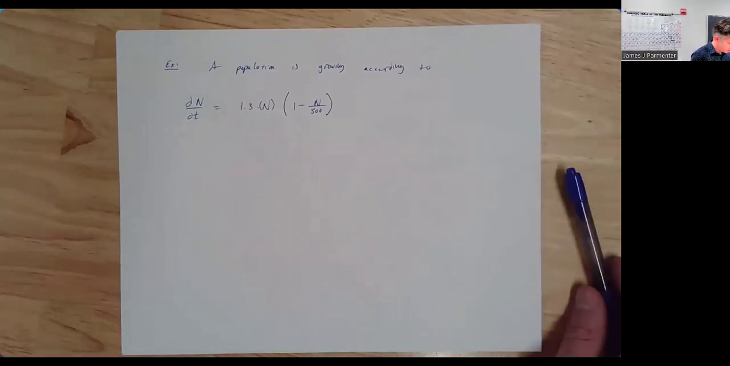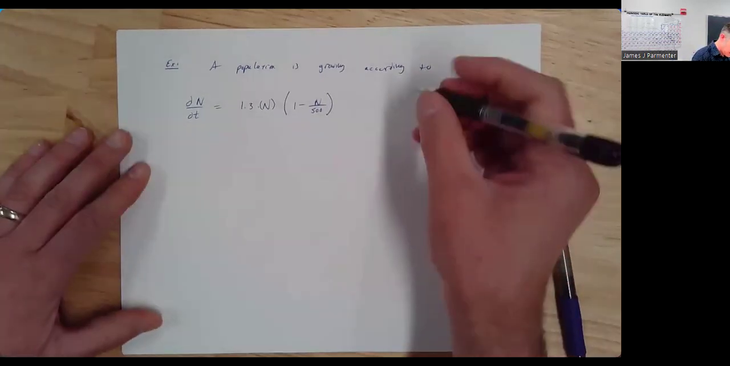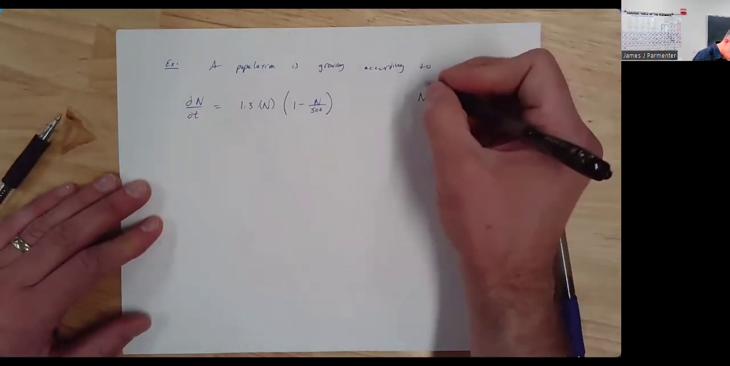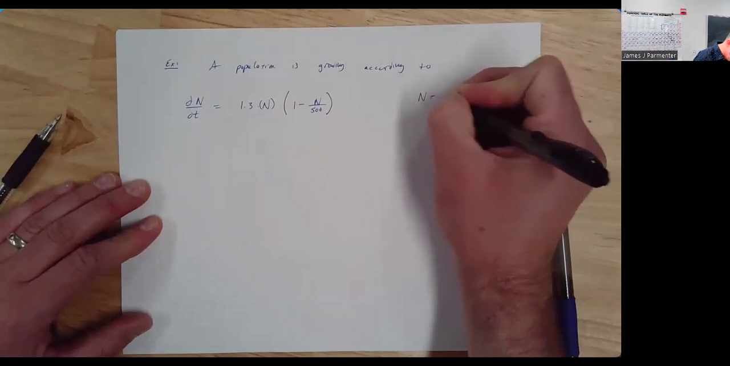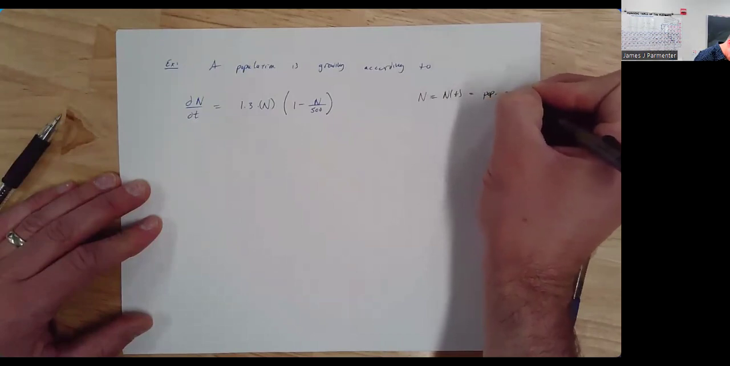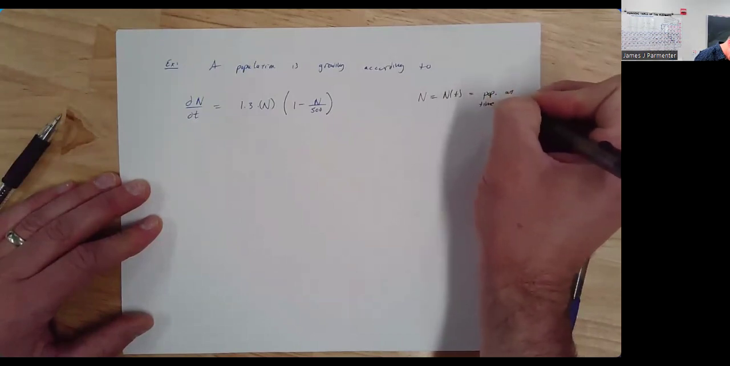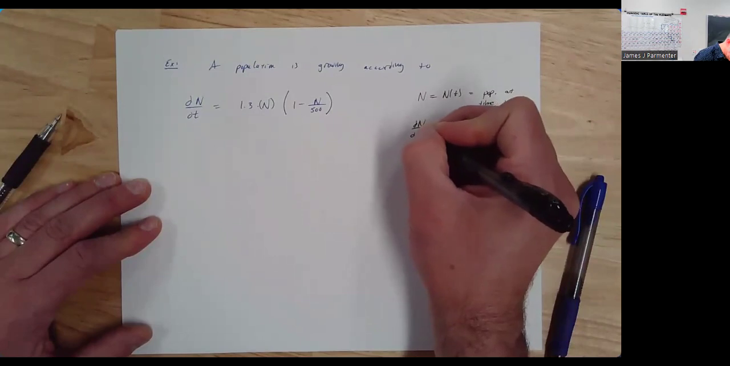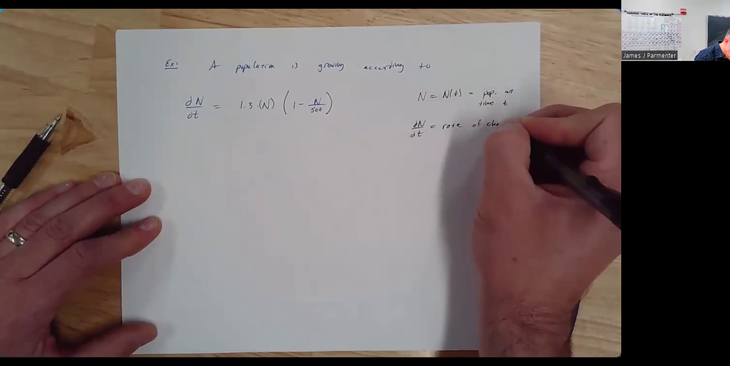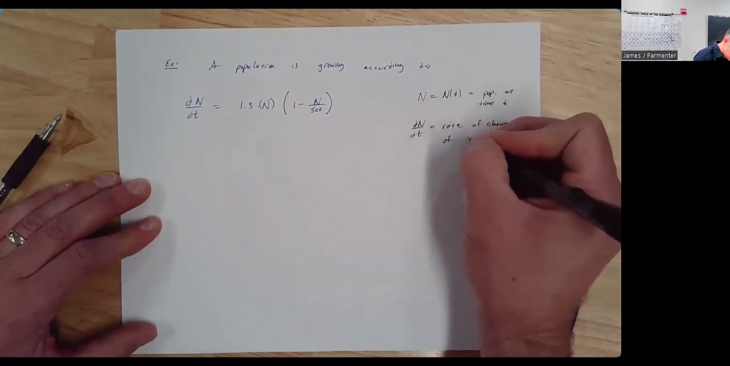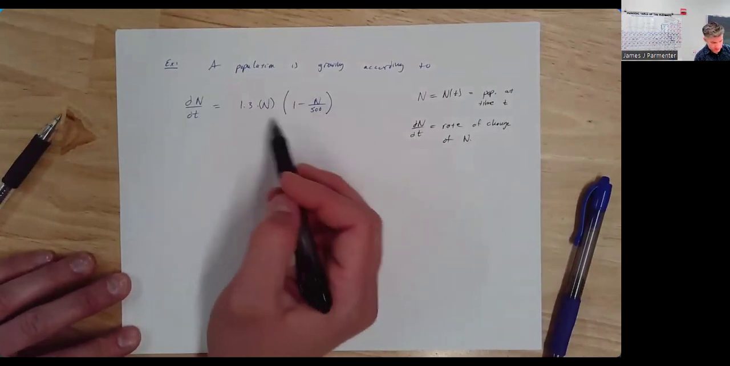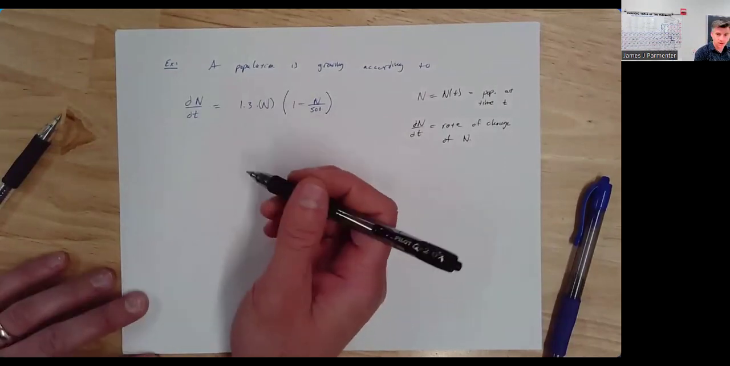So just as a reminder, what we're saying here is that n, or if you prefer n of t, is just the population at time t. And dn dt is the rate of population growth, or the rate of change of that population. So we're saying the population is growing at a rate that depends on the population size.